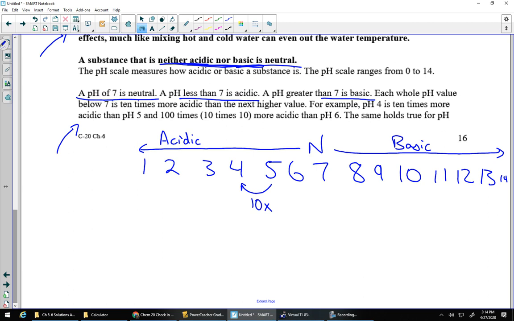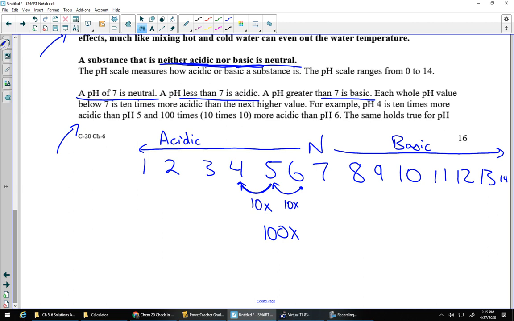But if I went from 6 to 4, I'm going from 6 to 5, that's 10 times, and then from 5 to 4. So if I went all the way from 6 to 4, that's 10 times 10, that is 100 times more acidic. So you can see how this grows really, really quickly. Something with a pH of 1 is significantly more acidic than something with a pH of 6, on the scale of millions of times more acidic. Cool, so I hope this makes sense.